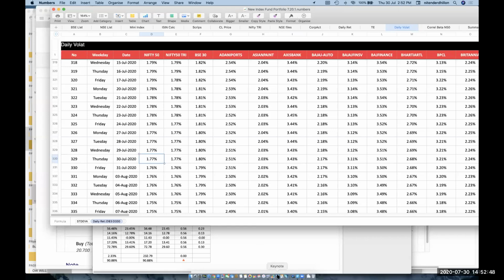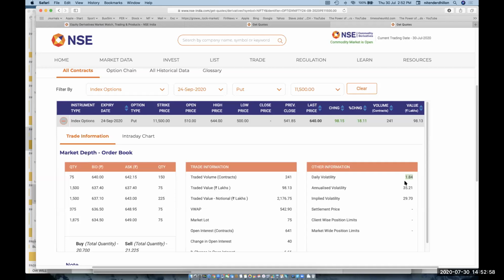If you start from July of 2019 till date, the volatility is working out to a number like 1.84. So it depends upon our starting point, ending point, etc.